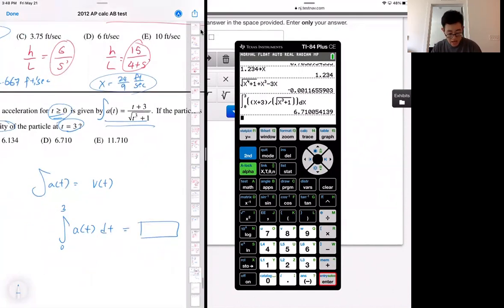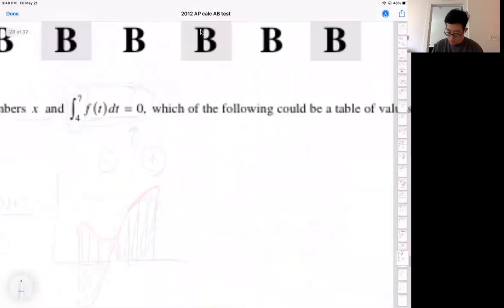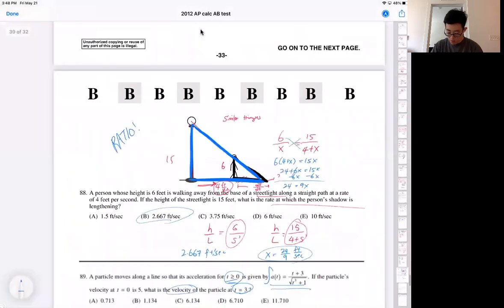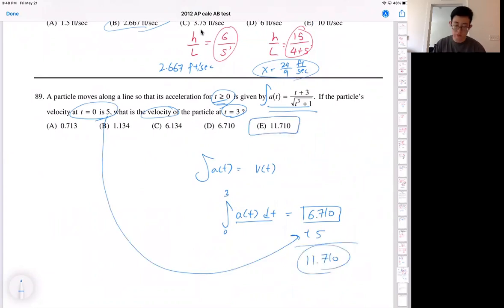And using that as our answer, oh, that's my fault. Sorry, that just keeps on changing on me. Okay, so the acceleration, and you take the antiderivative of it from 0 to 3, you find out that that's 6.710. But remember that the velocity at time equal to 0 was already 5, so we want to incorporate that along with it. So plus 5, 11.710. So the final answer should be E for this one.